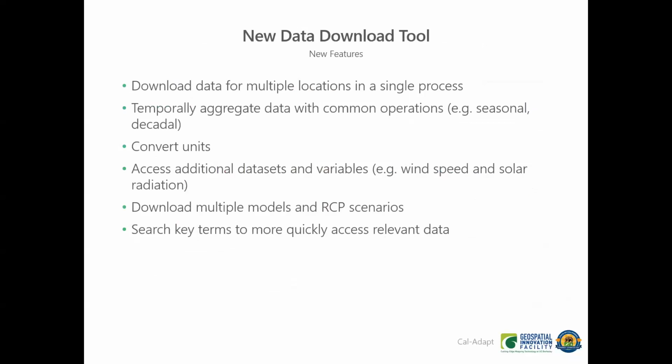Another really cool thing is that we can convert units. This is something that people have also requested, and we'll go over that when I show you some of these capabilities. We've added some new data sets. There is now wind speed, solar radiation, relative humidity. Those are new data sets that you can now access through the API that were not available earlier. Another great thing is that we can now download multiple models and RCP scenarios at a time. So again, these are things that people have asked us to make their life easier.